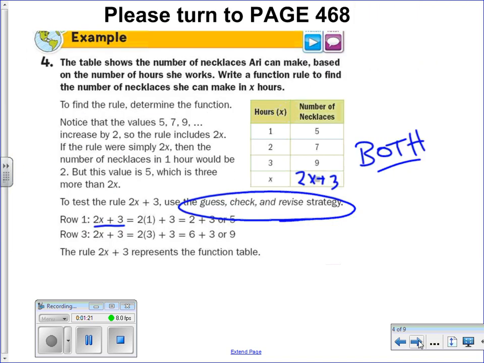All right. So let's, like I said, guess and check. Plug in a number and see if it works. This one, of course, uses multiplying, 2 times x, and adding, plus 3.